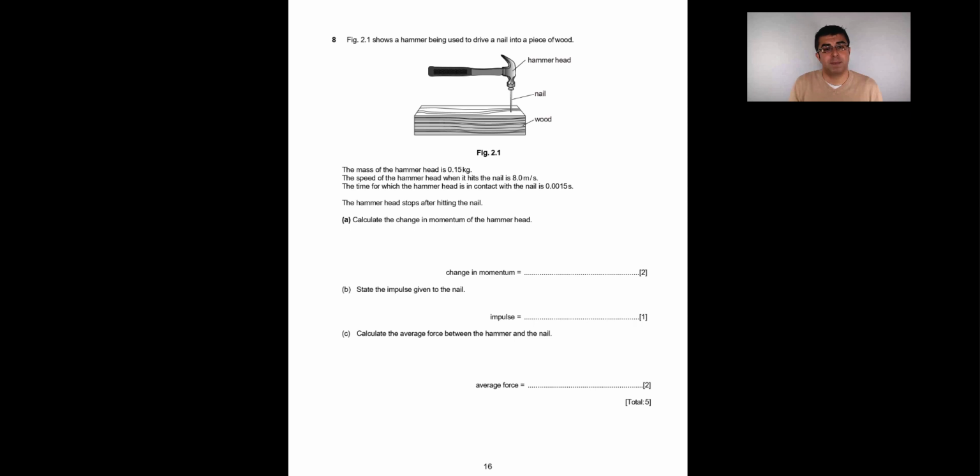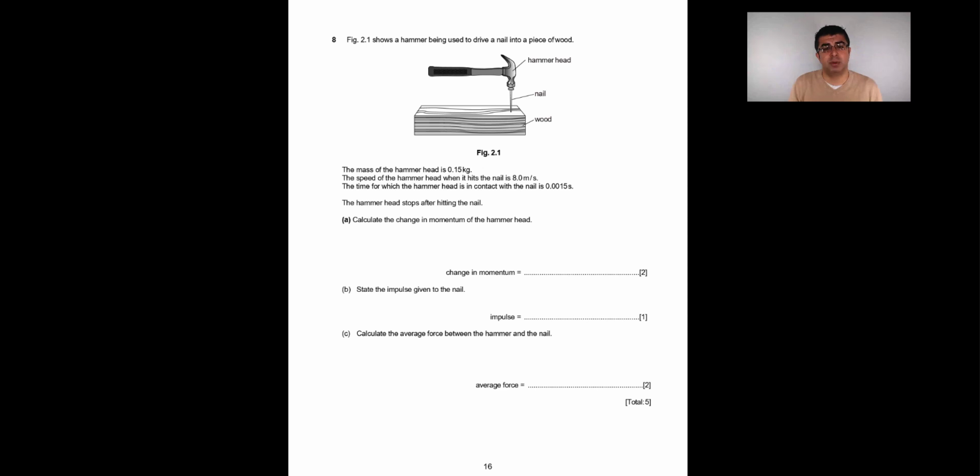Question number 8. Figure 2.1 shows a hammer being used to drive a nail into a piece of wood. The mass of the hammerhead is 0.15 kilograms. The speed of the hammerhead when it hits the nail is 8 meters per second, and the time for which the hammerhead is in contact with the nail is 0.0015 seconds. This was actually fairly poorly done.